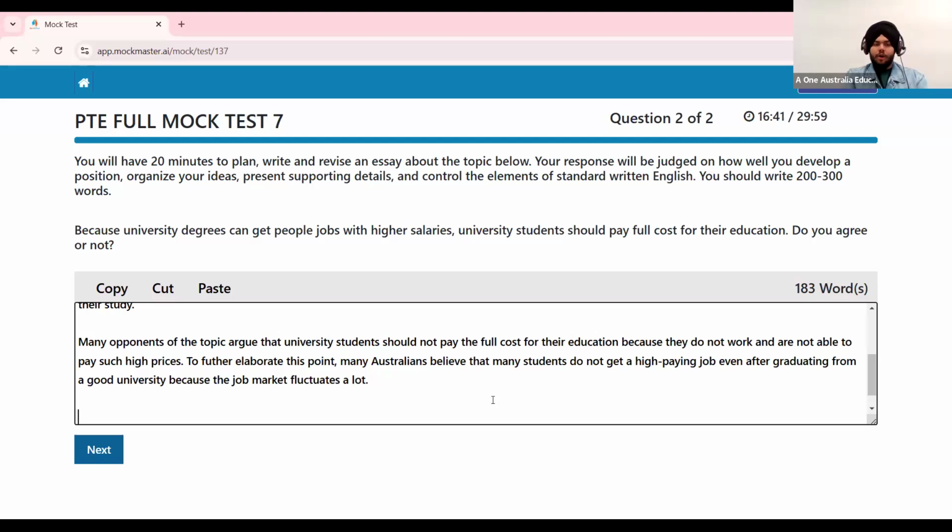And now is my conclusion. Okay, from what has been pointed out above, it can be clearly seen that the positives outweigh the negatives of the given topic.